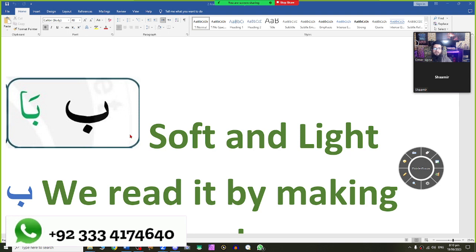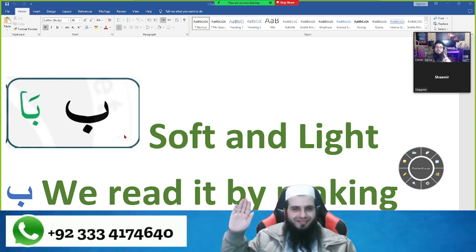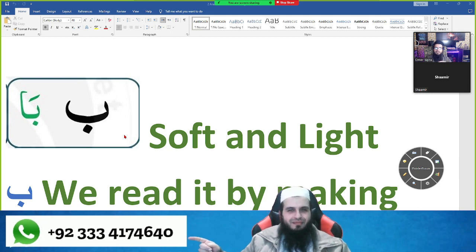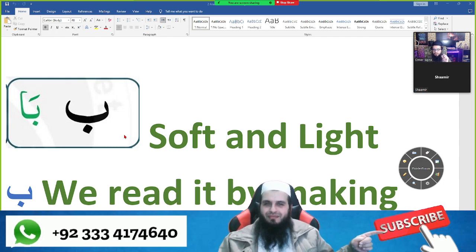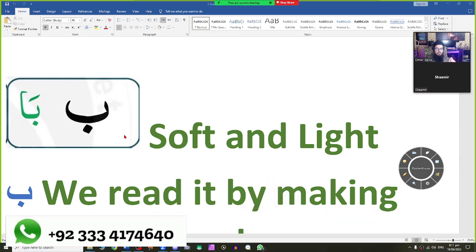What does it mean? There are two types of letters. Heavy letters and light letters. Heavy letters are read with force, and light letters are just carried. No. There are actually soft letters, which are read normally, and hard letters, which are read with force. Whereas light letters don't have the aw sound. You know the English word awe. So in heavy letters there is an aw sound in them. Light letters don't have the aw sound in them.